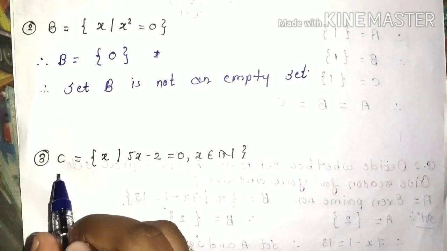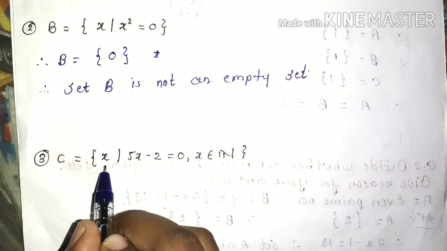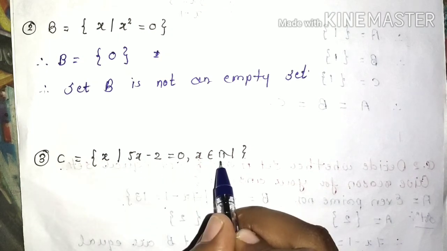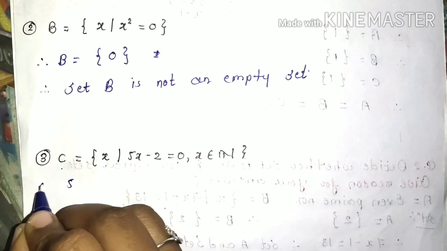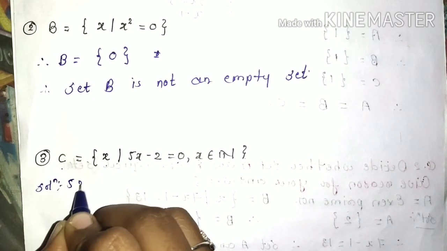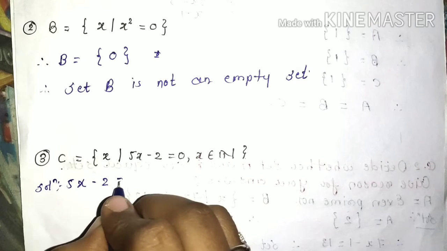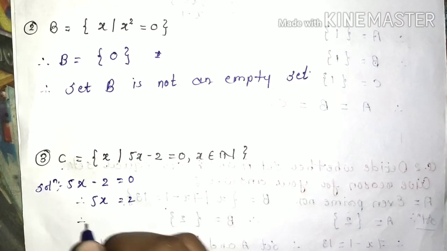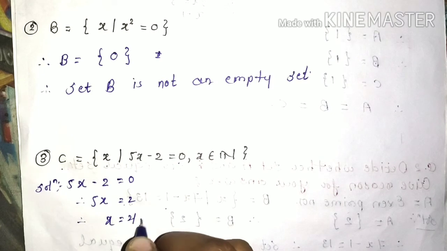Question number 3, we have set C contains an element x such that 5x minus 2 equals 0, where x belongs to natural numbers. So let us solve the equation 5x minus 2 equals 0. Hence 5x equals 2, hence x equals 2 upon 5. But 2 upon 5 does not belong to natural numbers.